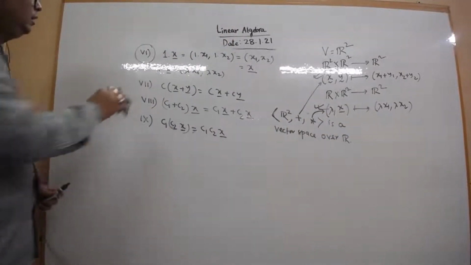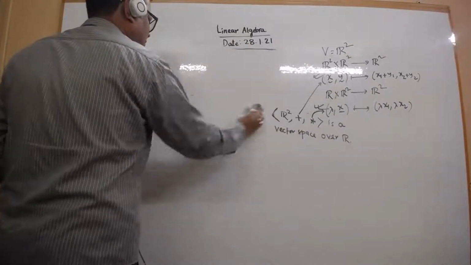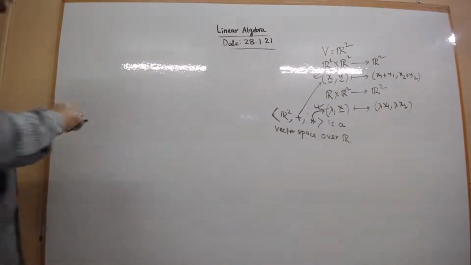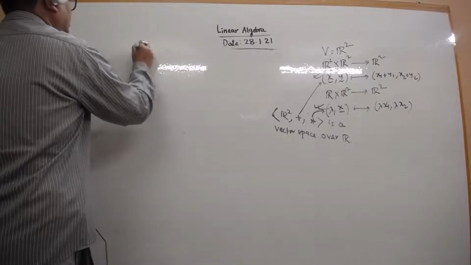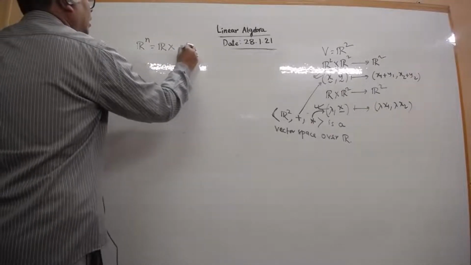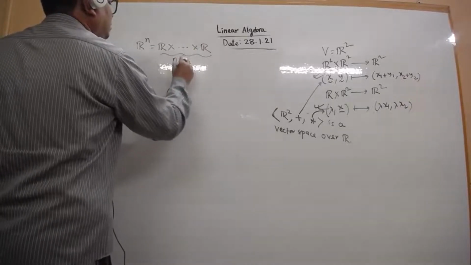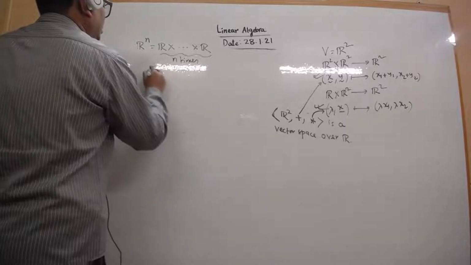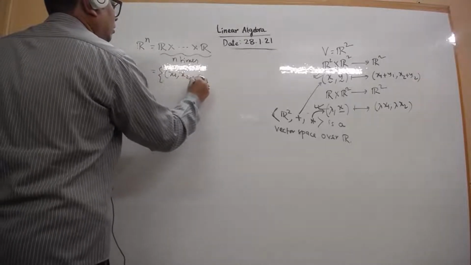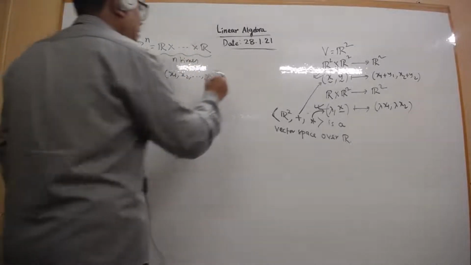Similarly, for n-dimensional space, Rn is a Cartesian product of R n times. This is a collection of n-component vectors.